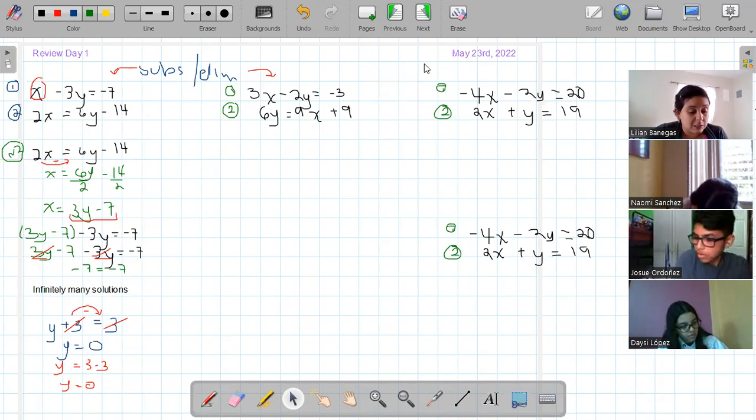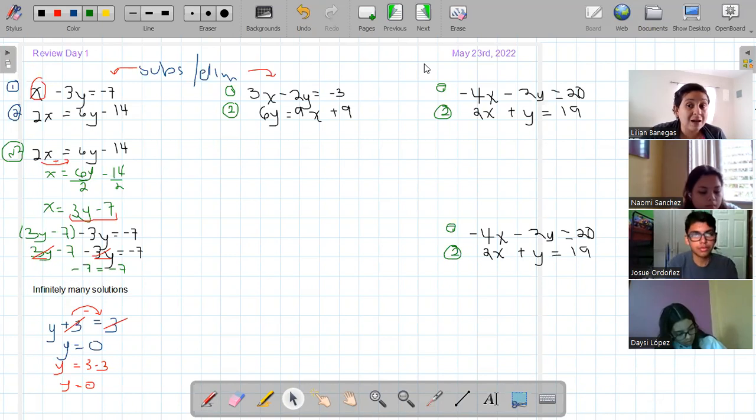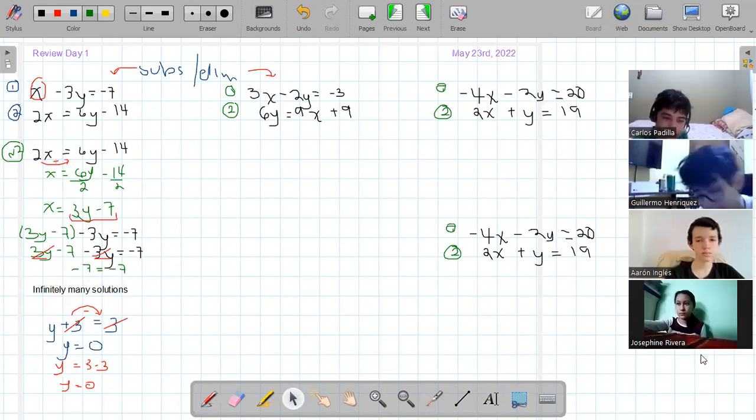When we are solving systems with elimination, we are going to have both variables on the same side in both equations. In substitution, I need one variable of one equation, any variable, completely alone and positive. In the elimination method, I need both variables of both equations on the same side. Do I have both variables on the same side on both equations?